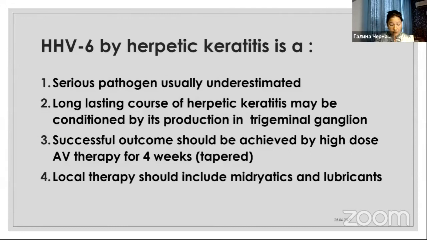So let me make some conclusions. Human herpes virus 6 is a serious pathogen, usually underestimated by ophthalmologists. The long-lasting course of herpetic keratitis may be conditioned by this virus and its production in the trigeminal ganglion. And a successful outcome should be achieved by a high dose of intravenous or per-os antiviral therapy for at least 4 weeks. And local therapy should include mydriatics and lubricants.